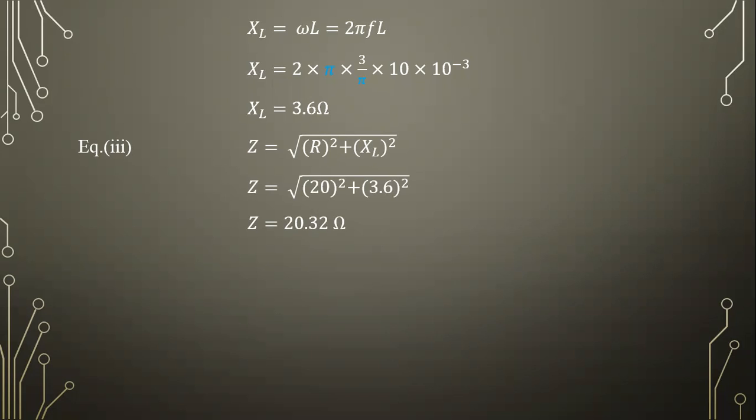Now by putting this value in equation number 2, which is I equal to V over Z, where V is 240 and impedance is 20.32, the value of current passing through that electric circuit is 11.84 ampere. So this is the value of current, 11.84 ampere, and it is also required in equation number 1 to determine the power dissipation through the electric circuit. So I is equal to 11.84 ampere.